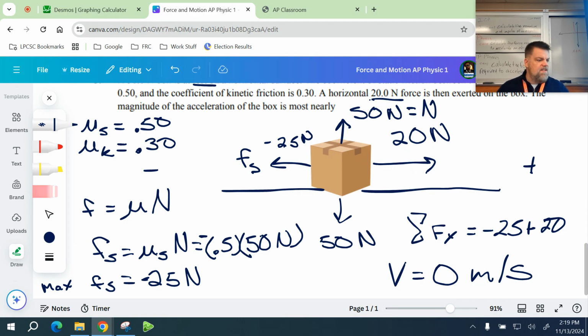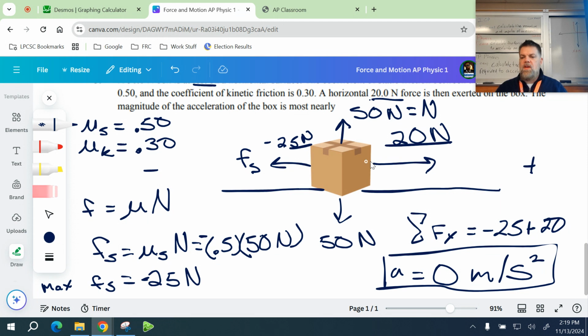Oh, did they say velocity or acceleration? The acceleration. So we just change that a little bit. Acceleration would be 0 as well because it's not moving. And somebody will look at this and they'll add these up and they'll go, oh, it's -5, and do a bunch of math. No, you've got to use your brains a little bit, okay?